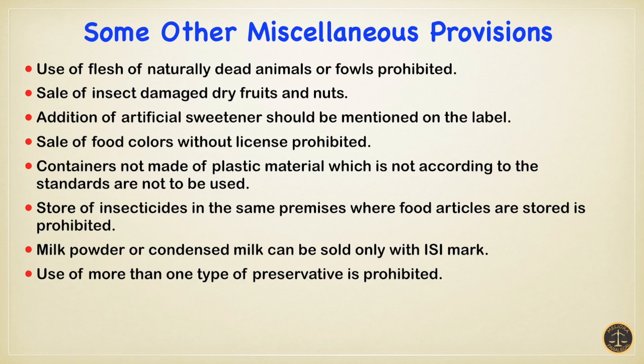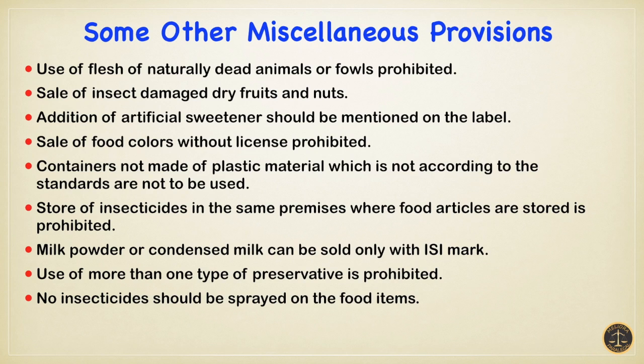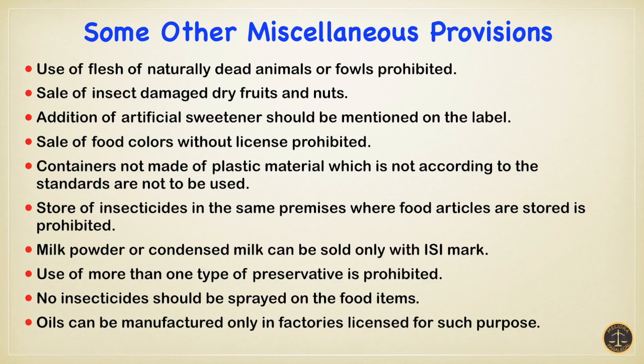Use of more than one type of preservative is prohibited. No insecticides should be sprayed on the food items. And oils can be manufactured only in factories licensed for such purpose. So this is all about the Prevention of Food Adulteration Act 1954.